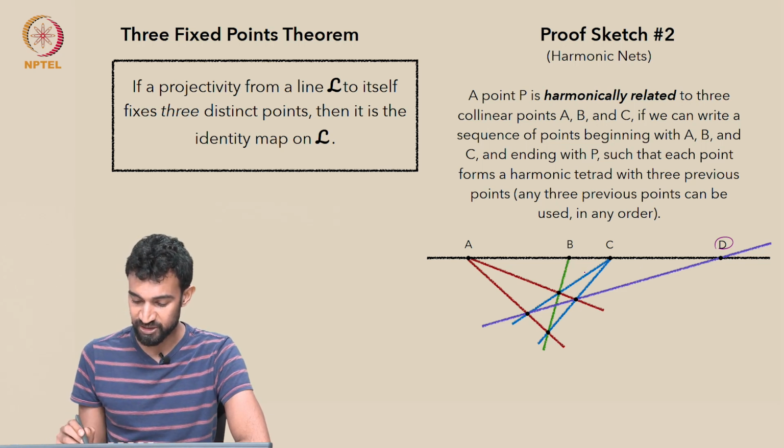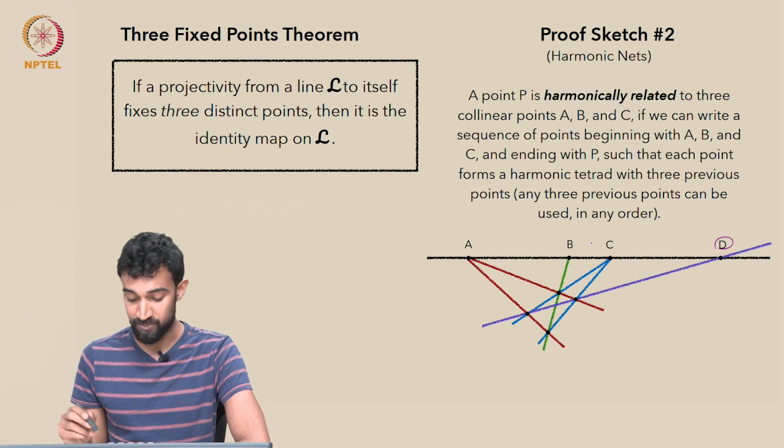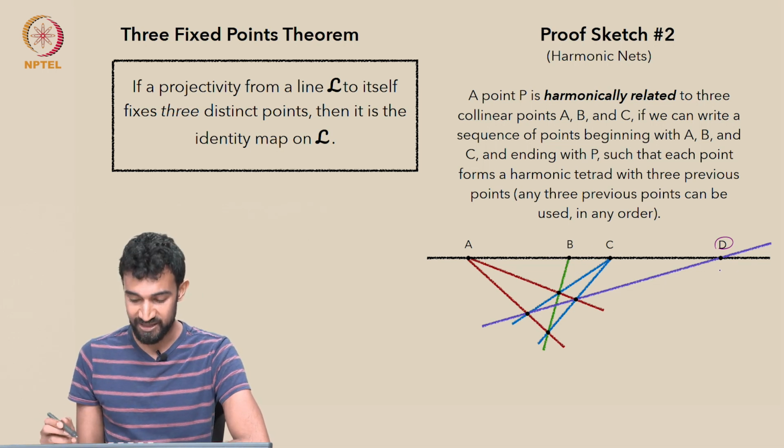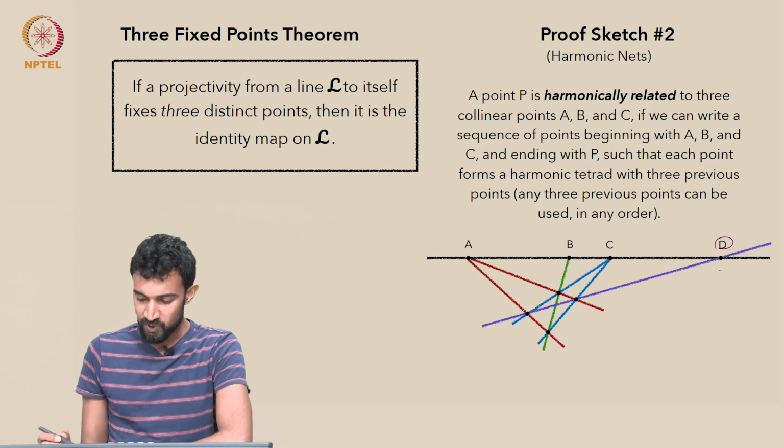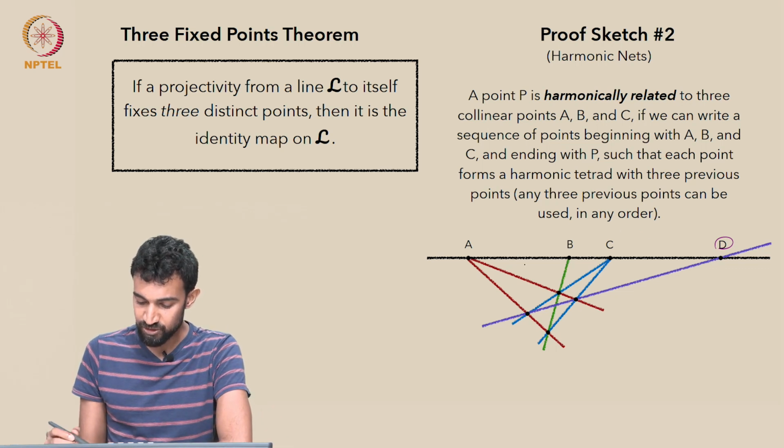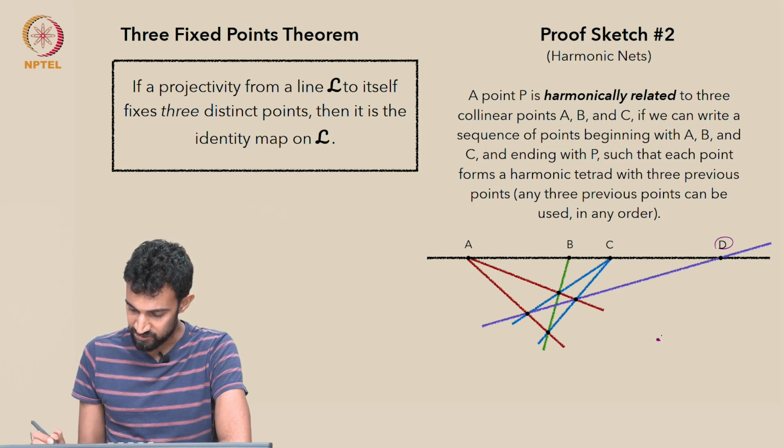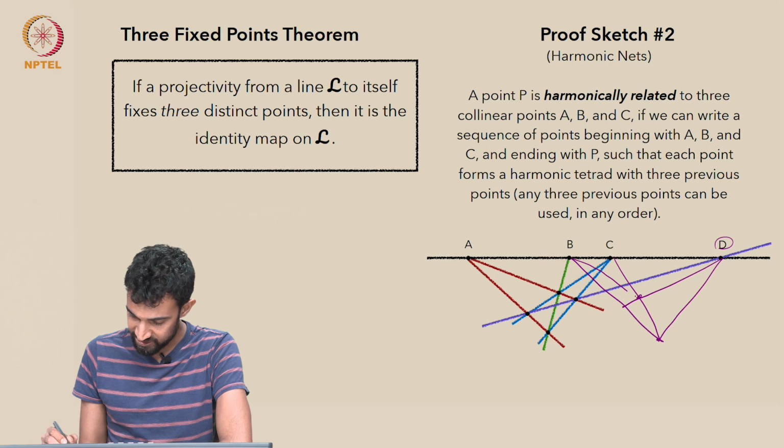Or A is harmonically related to B, C, and D. B is harmonically related to A, C, and D. Actually, all of those are true. Okay, let's try and make another point that's harmonically related to these. Let's draw a point here, and let's do our harmonic tetrad construction.